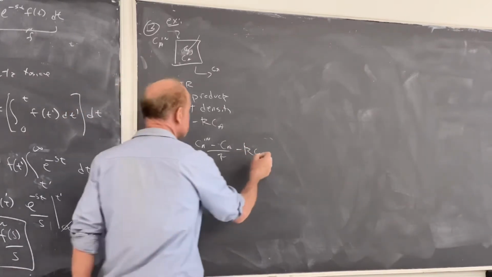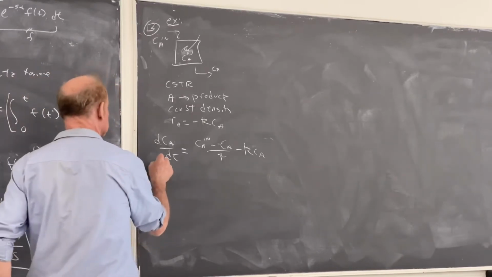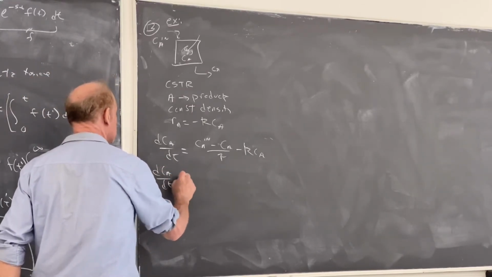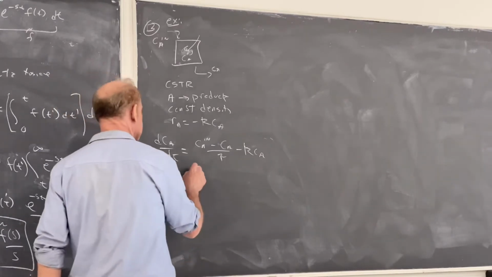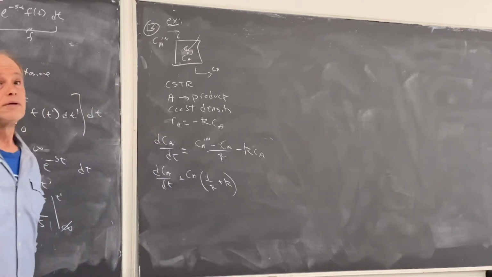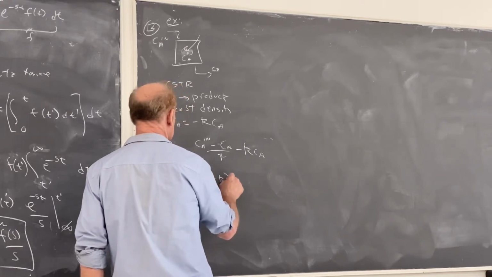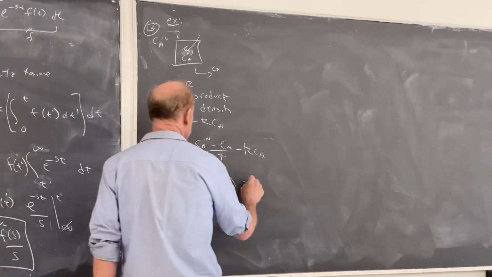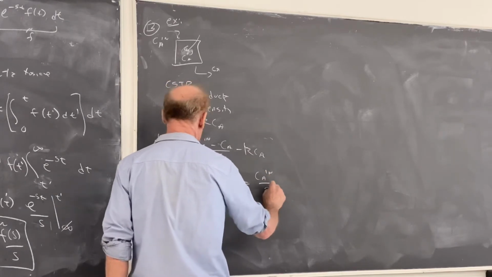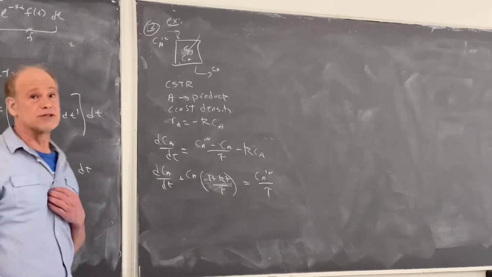And we solved this as a first order linear differential equation beforehand. So if you remember, we wrote this as dCA dt plus CA times 1 over tau plus k, where we noted that we could write this as 1 plus k tau over tau, was equal to CA in over tau. And then we appealed to the equation I had up there for about 2 weeks, which is the solution to a linear first order differential equation.